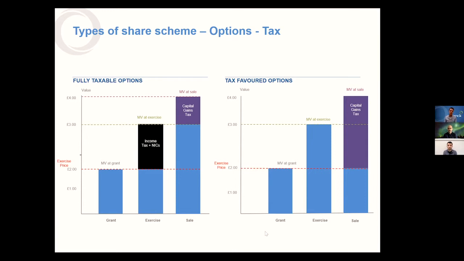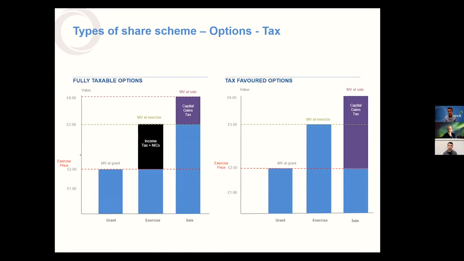And the reason why these are great is because they give you the best of both worlds. They give you the no tax on grant, which you get with an option, and they're intended to give you a tax treatment which is all capital gains tax when you come to sell your shares. So that would be as if you'd owned a share all the way through. So these are very much the best of both worlds.